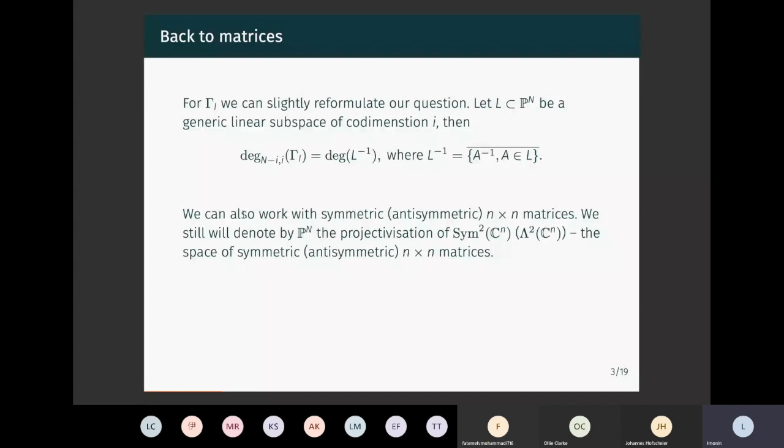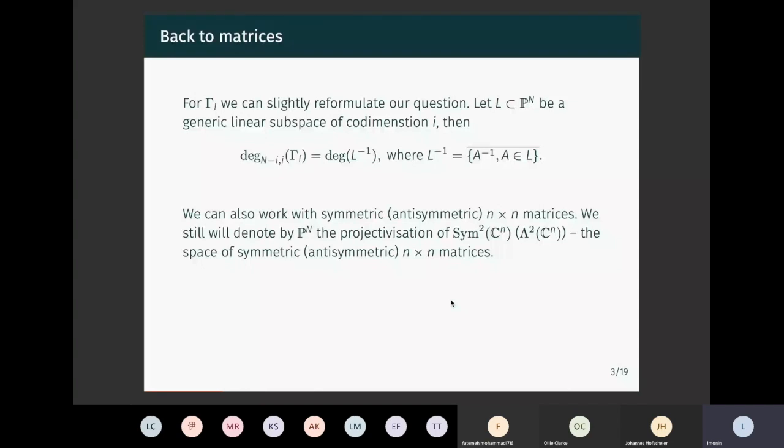And as I mentioned to you earlier, we will mostly work with symmetric matrices in this talk, but this question makes sense in all three settings. You can ask about the degree of this inversion map, or about the cohomology class of the graph of an inversion map on the whole space of matrices, or on the space of symmetric matrices, or anti-symmetric matrices. And then you will work either with Cn tensor Cn, or the symmetric square, or lambda square, the exterior square of your original space Cn.